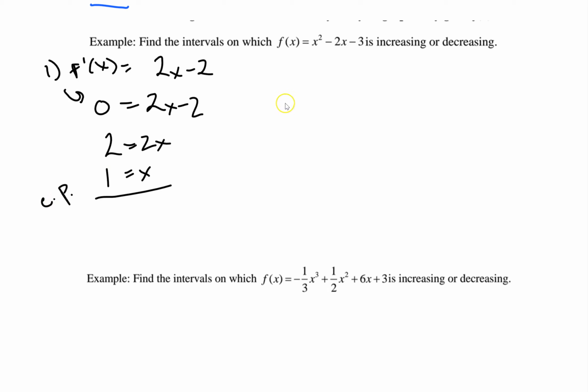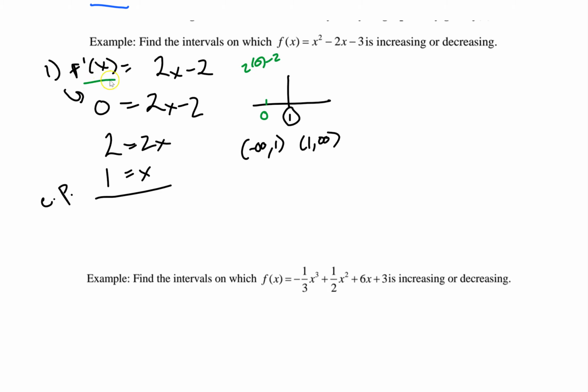And what I'm going to do next is just do a little sign chart. So here's my critical point. Right, what we have here is two options, right? We have this side, which is the interval negative infinity to 1. And we have this side, which is the interval 1 to infinity. And what we're going to do is we're going to pick a test point in that interval. So something less than 1, so like 0 is a good choice. And we're going to plug it in. So 2 times 0 minus 2.